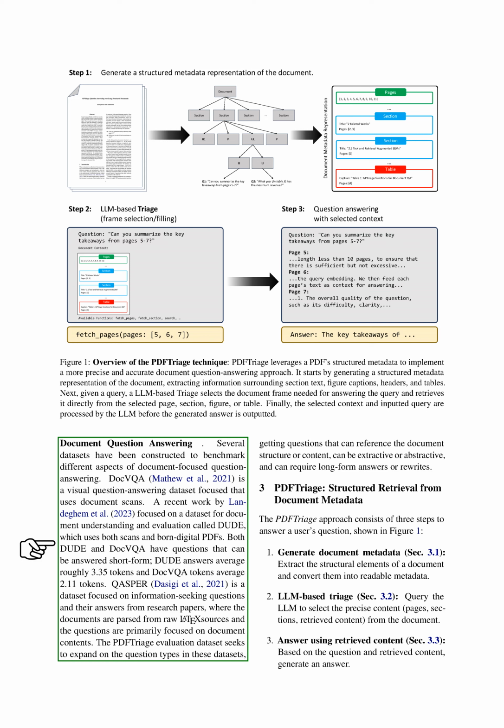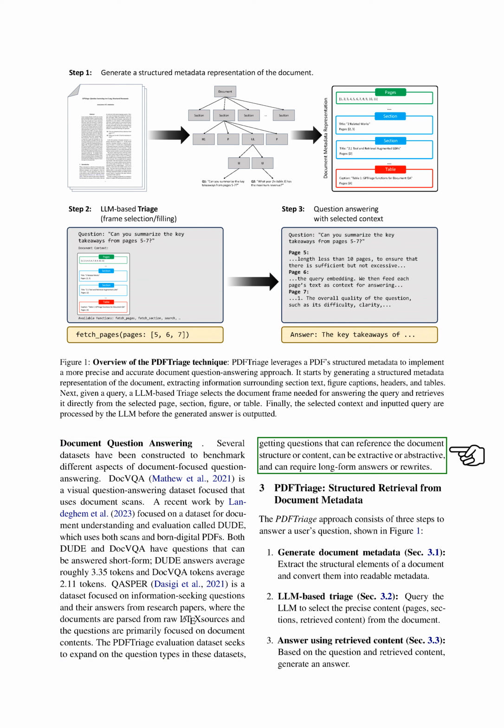QASPER is another dataset that focuses on questions seeking information and their answers from research papers. These documents are parsed from raw LaTeX sources, and the questions mainly focus on the content of the document. The PDFTriage evaluation dataset aims to broaden the types of questions in these datasets, including questions that refer to the structure or content of the document, can be extractive or abstractive, and may require long-form answers or rewrites.